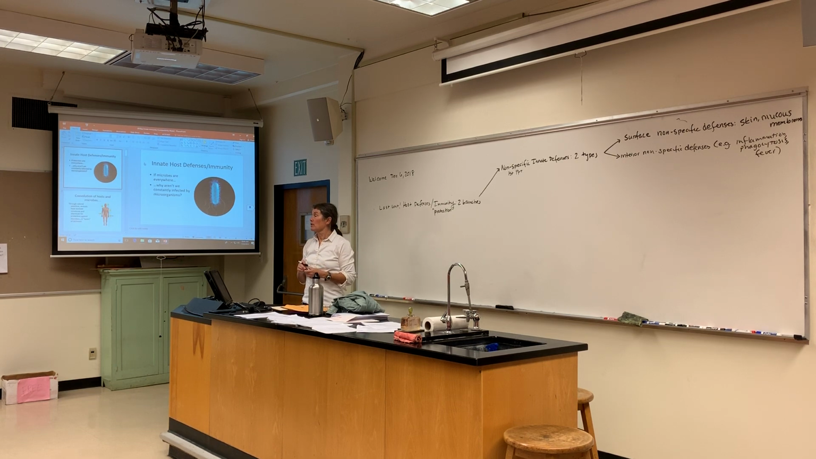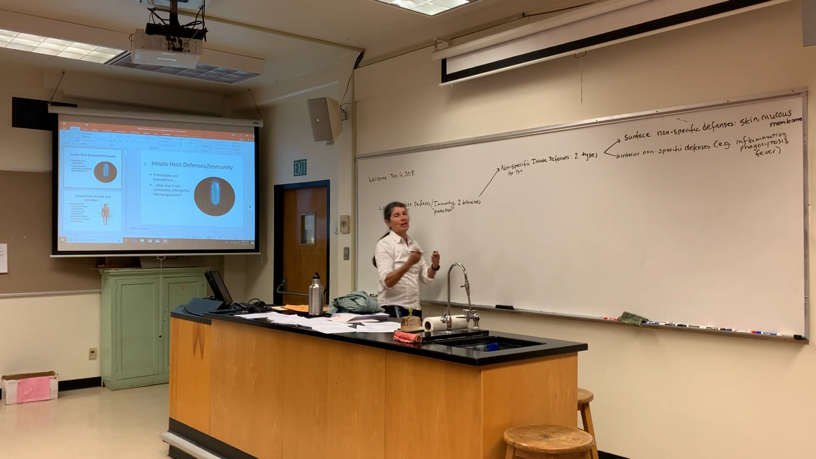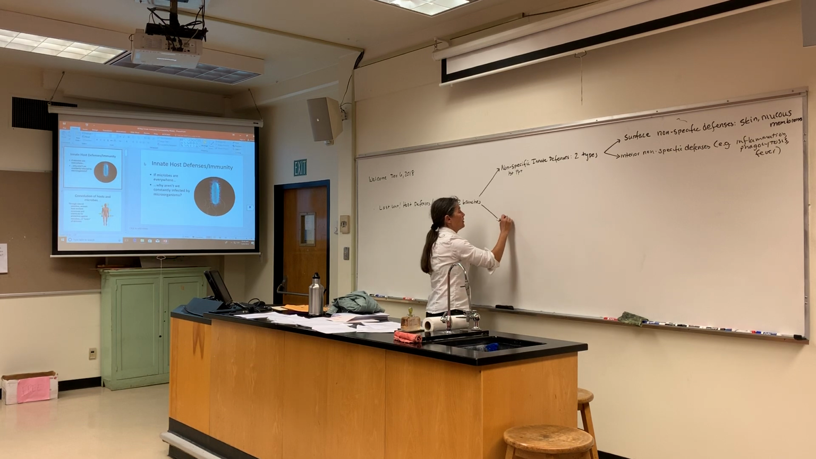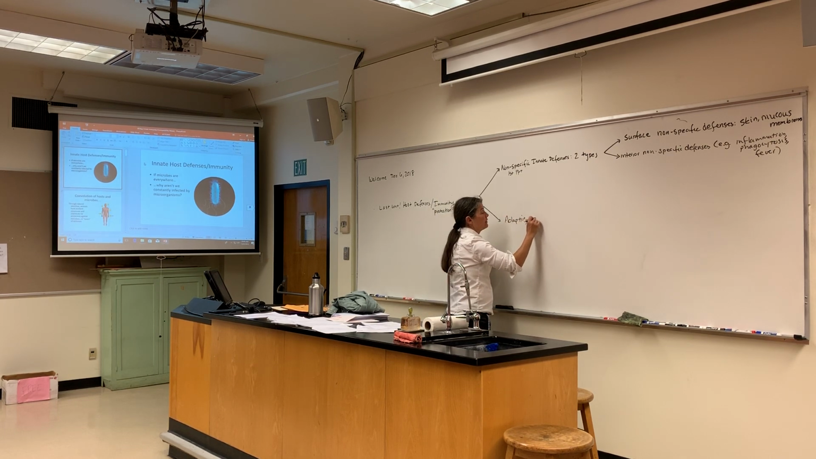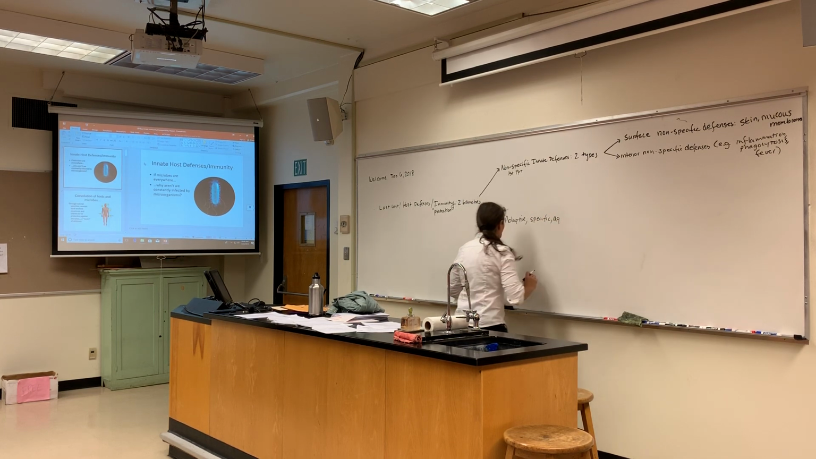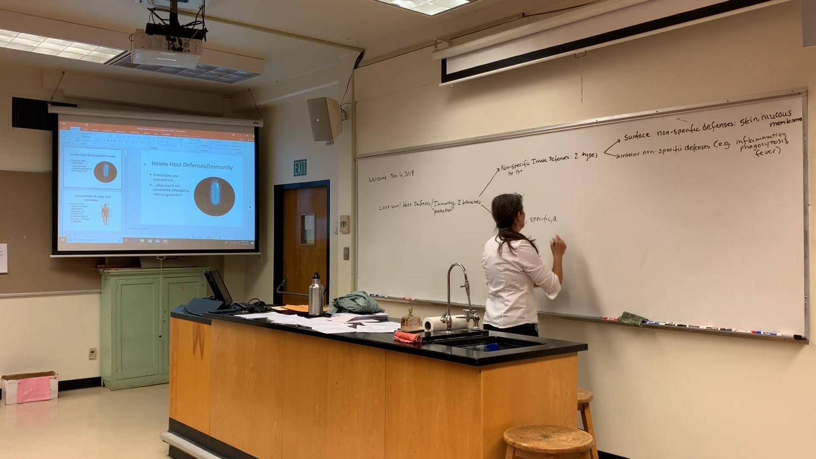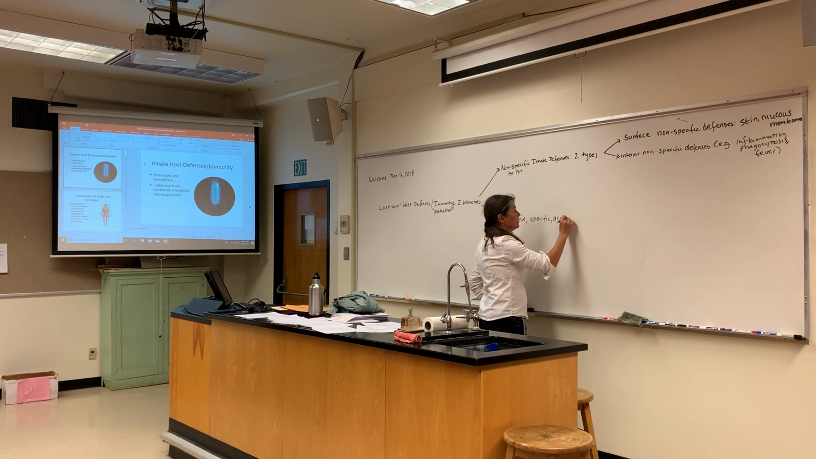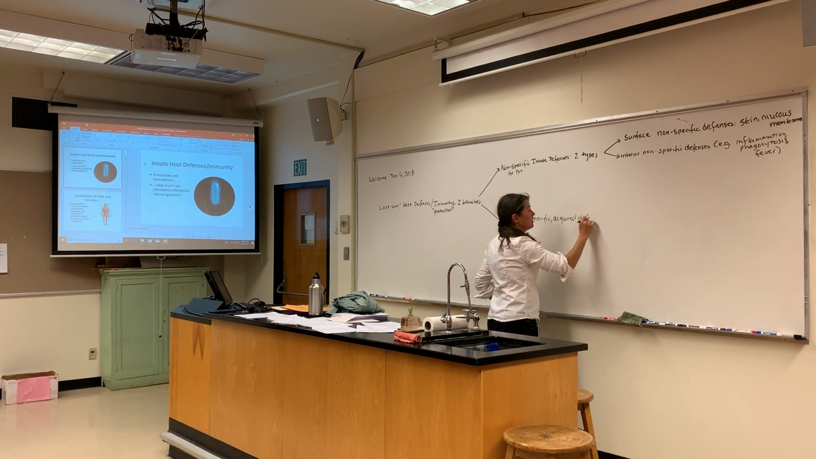But sometimes, folks, those non-specific defenses aren't strong enough to protect us against an invading microbe, especially a microbe that has a lot of virulence factors. So the second branch, these are kind of like the big guns of our immune system. And this is what's called adaptive. In the past, it's been called specific, acquired defenses or immunity.